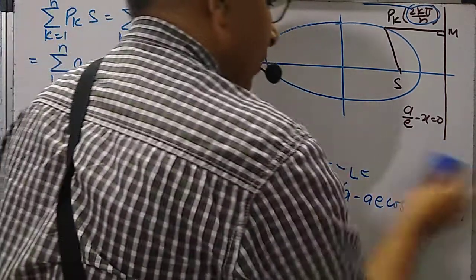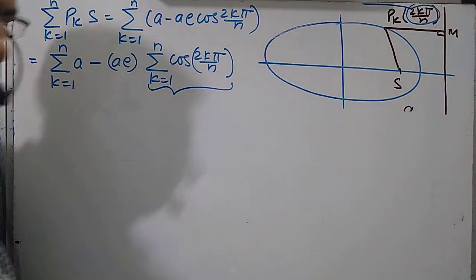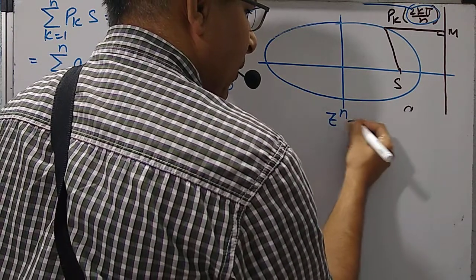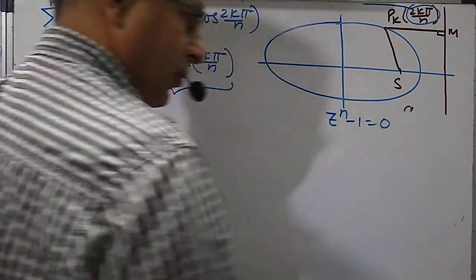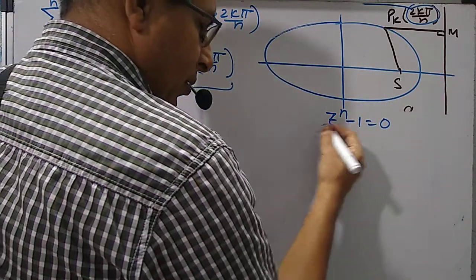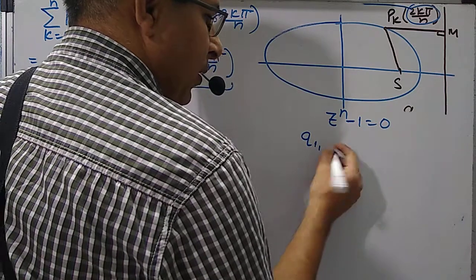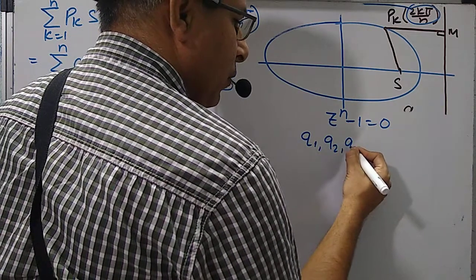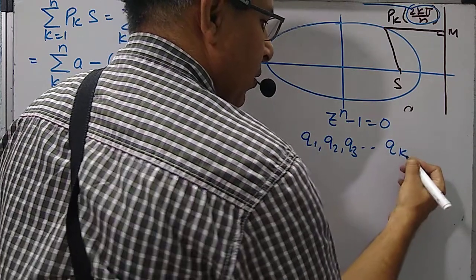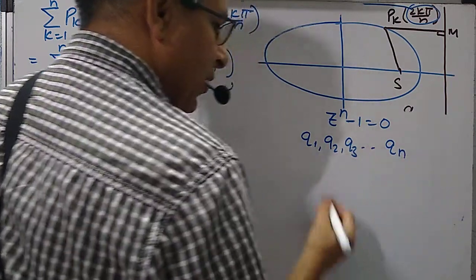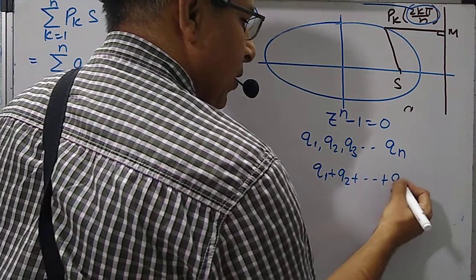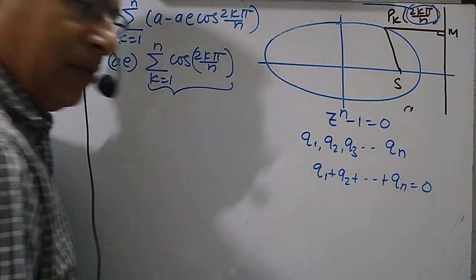Here we have nth roots of unity. So now we get z to the power n minus 1 equal to 0, and the roots will be q1, q2, q3, dot dot, qn. So what is the sum of roots? q1 plus q2 plus dot dot qn equal to 0.